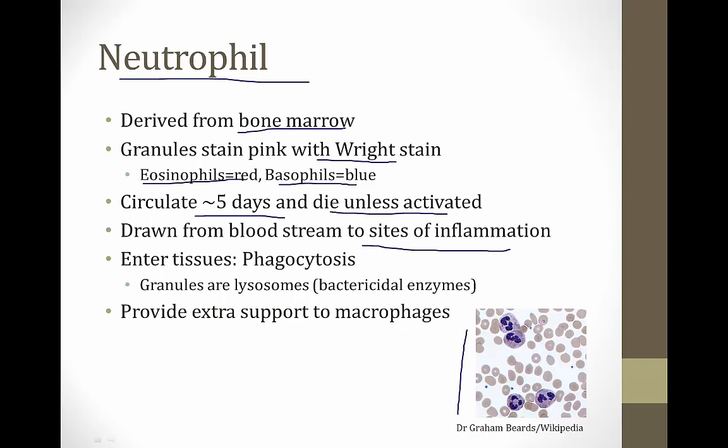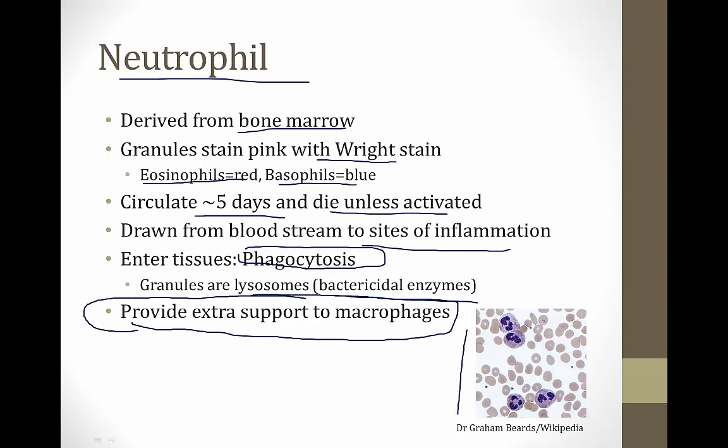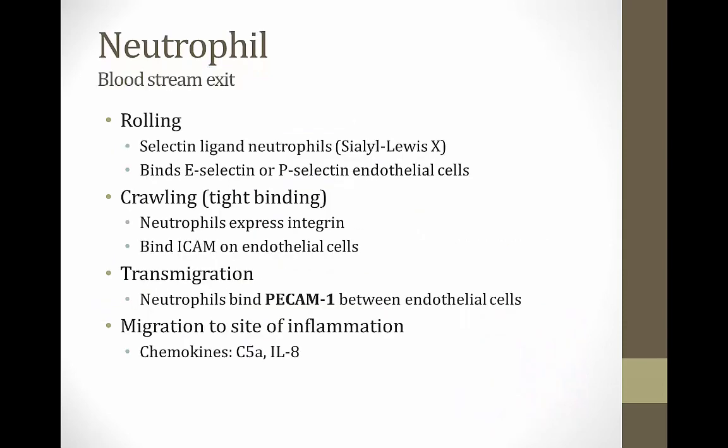Once they enter tissues, their job is to do phagocytosis. The granules that stain pink with Wright stain are lysosomes, and they contain bactericidal enzymes and all those things we talked about before that can kill bacteria. And as I said before, just think of these cells as providing backup support for macrophages when there's an infection taking place. The process by which neutrophils exit the bloodstream to enter sites of inflammation is very high yield to know for your boards, and it's been worked out in detail over the last several decades.